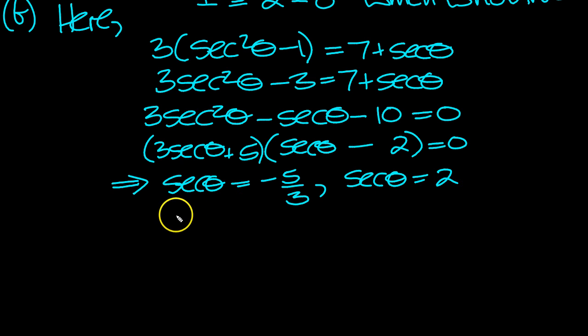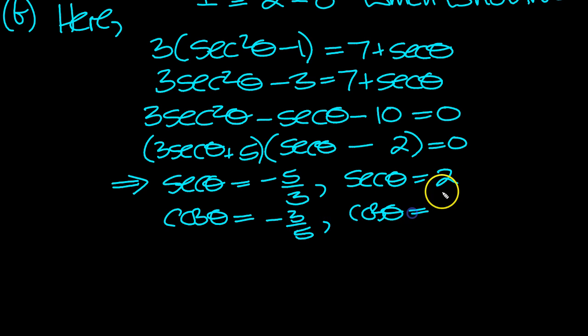Now sec is 1 over cosine, so let's invert the fraction. Here on the left is cos θ, here is minus 3/5 if we invert it, and here cos θ, if we invert the fraction on the other side as well, is equal to 1/2. So these are the two problems then.